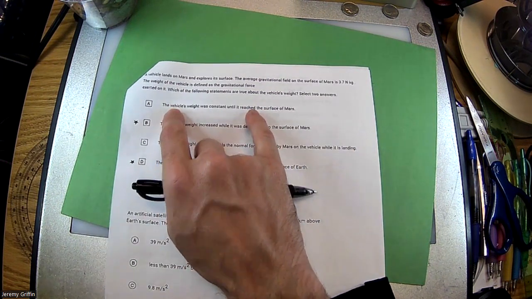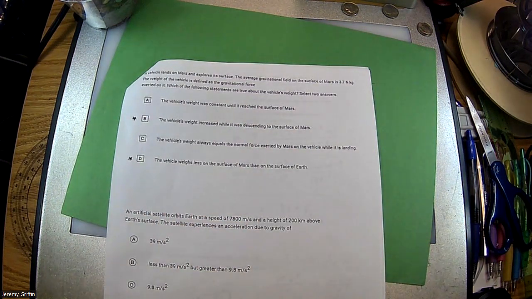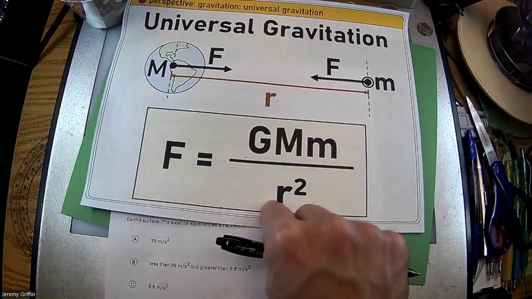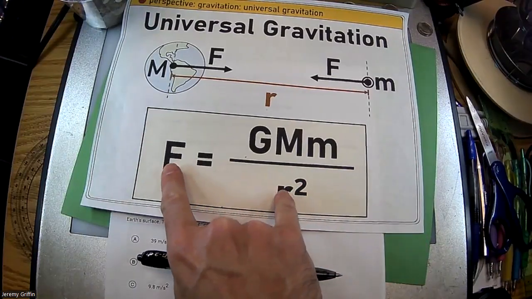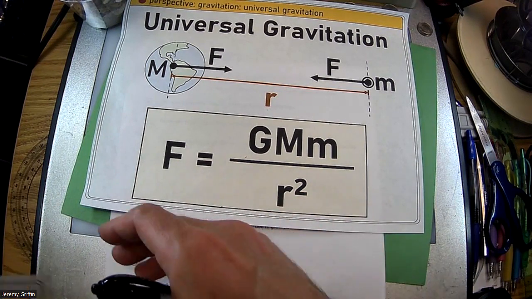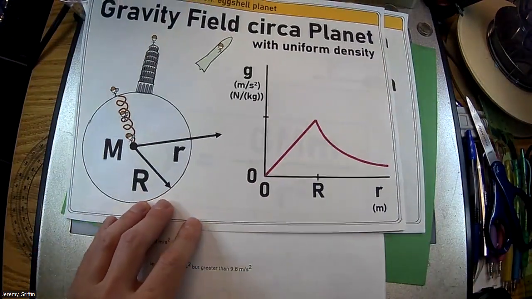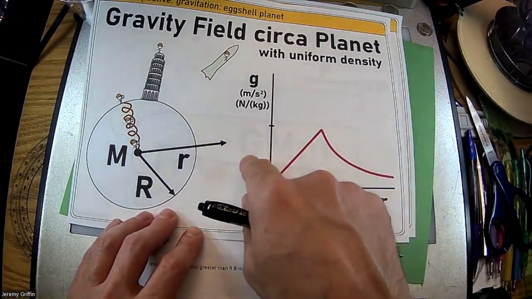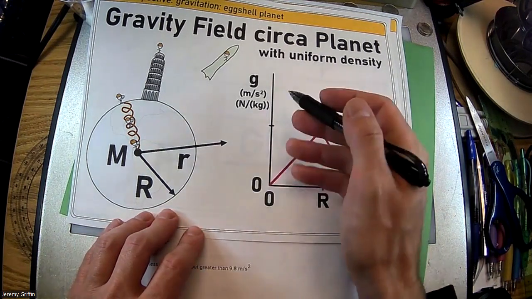Option A, the vehicle's weight was constant while it reached the surface of Mars. Well, as it's headed in towards the surface, the distance to the center is decreasing, therefore its gravitational force is increasing, which is not constant, right? Or if you want the graph version of this, I think I made this poster after I printed your thumbnail notes, so it doesn't show up in your thumbnails, but we did go through the story, right? This is probably in your notes if you take notes.